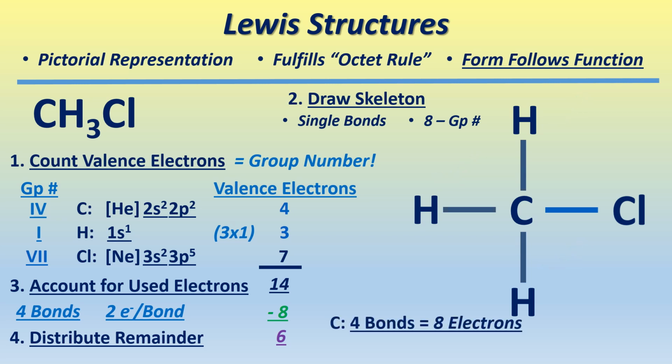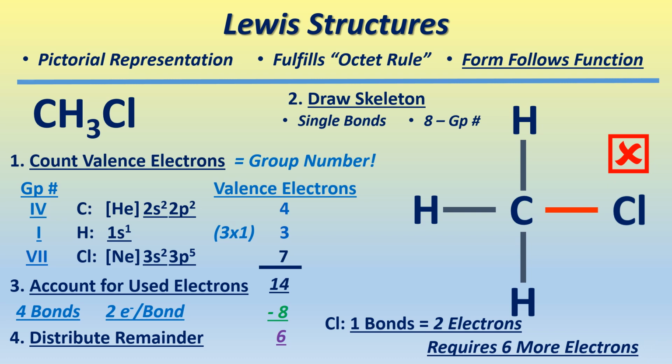Carbon has 4 bonds. 4 times 2 is 8 electrons. The carbon is also satisfied. As drawn, if I look at chlorine, chlorine only has 1 bond attached to it, which means it needs 6 more electrons. However, I have 6 electrons remaining, which means they will get distributed on the chlorine. And that will be the Lewis structure of CH3Cl.